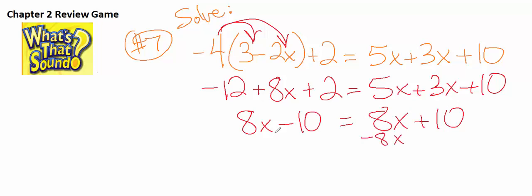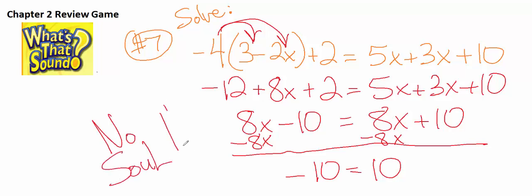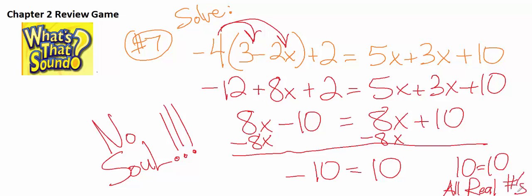When I get the x's to the same side, something crazy happens. Both the x's cancel out, and I'm left with -10 equals positive 10. See how the x's cancel out? So therefore, what's our answer? You should have said the answer is no solution. This problem's got no solution. Anytime the x's cancel out, and you're left with a false statement, the answer is no solution. Now, if it would have been 10 equals 10, then we would have said all real numbers. Don't forget that. No solution and all real numbers.